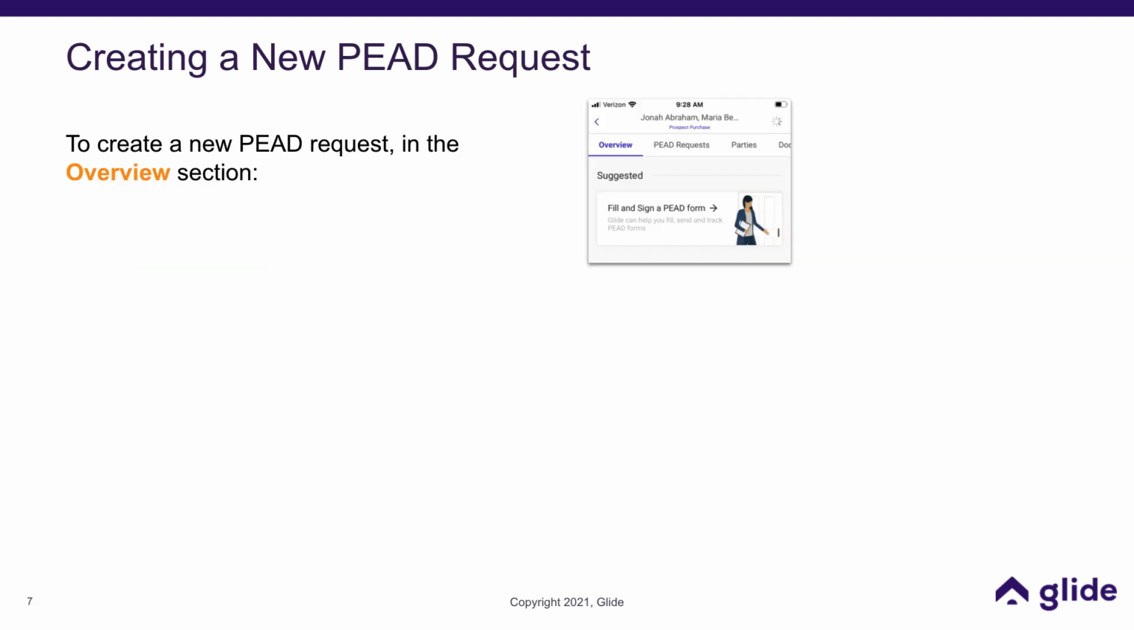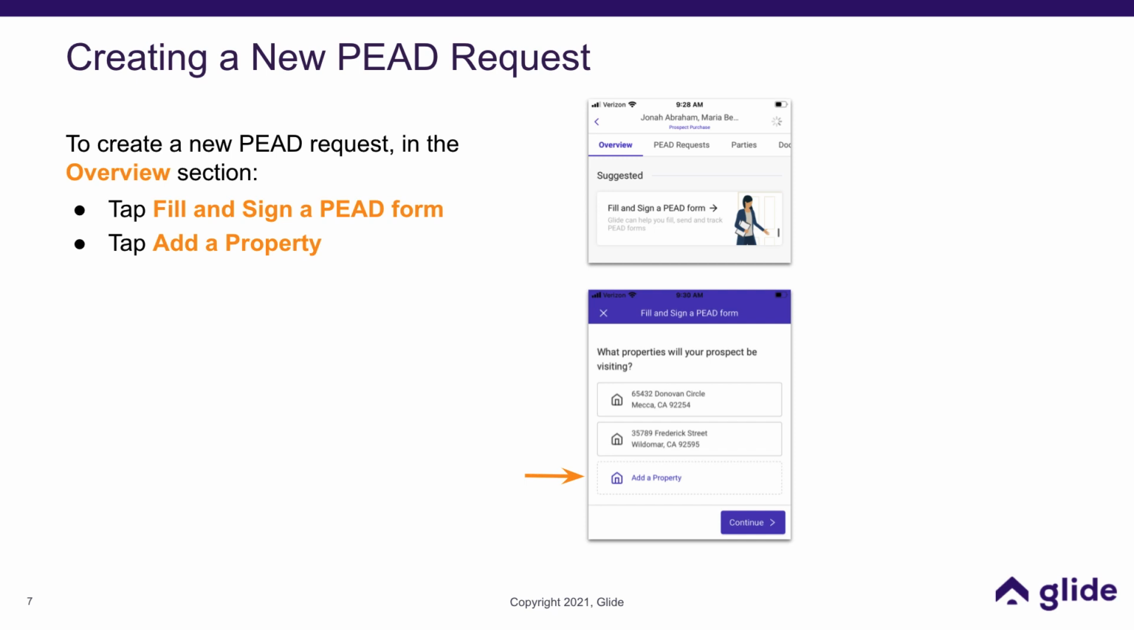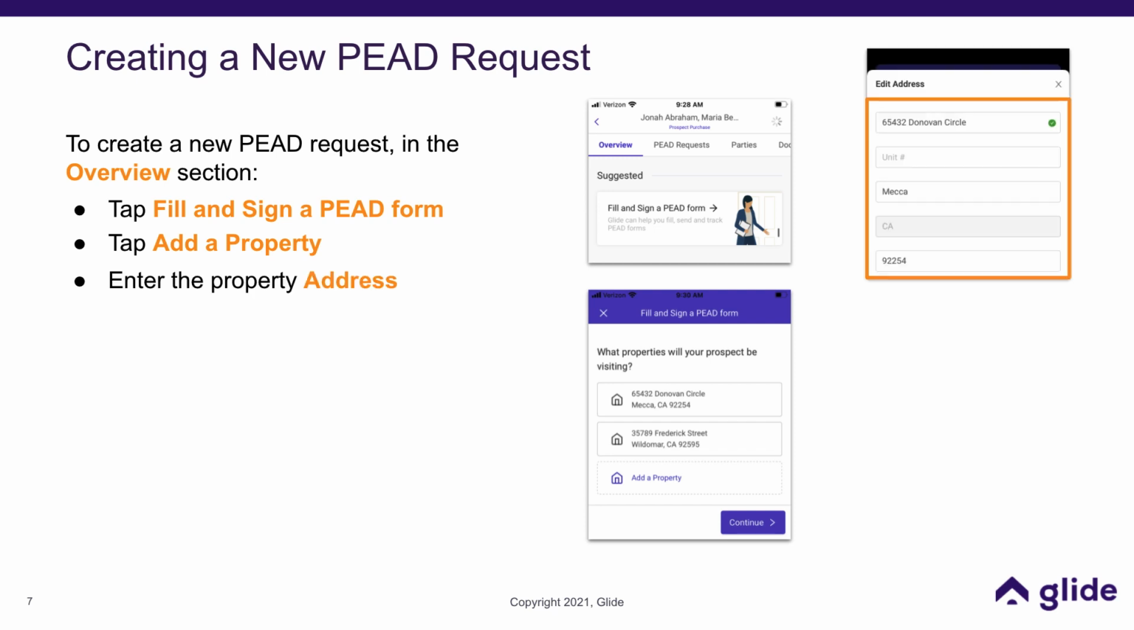To create a new PEAD request, in the Overview section, first tap Fill and Sign a PEAD form. Then tap Add a Property. Enter the property address details.